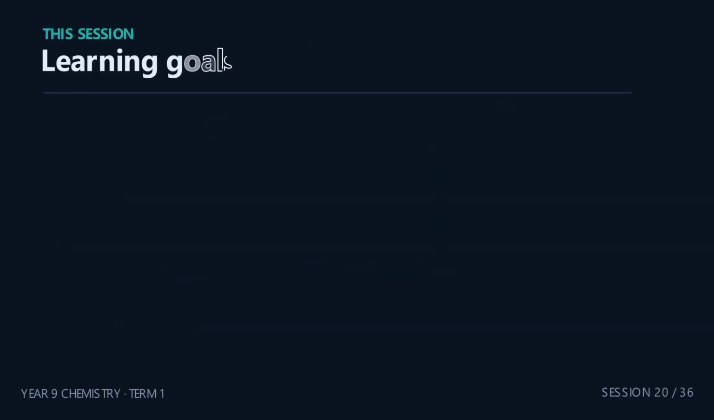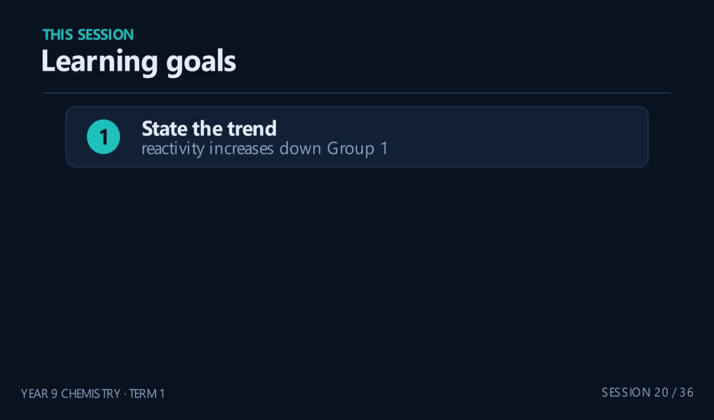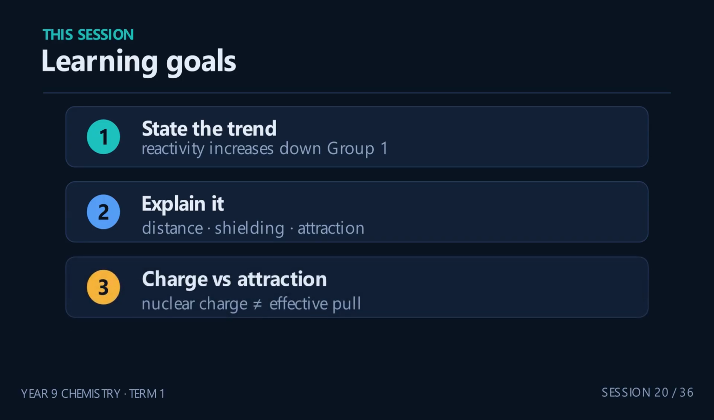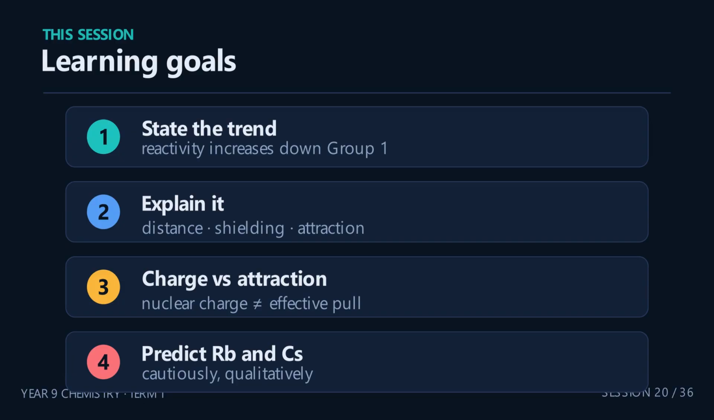Your 4 goals. First, state the direction of the Group 1 reactivity trend. Second, explain it using distance, shielding, and attraction. Third, distinguish nuclear charge from the effective attraction the outer electron actually feels. And fourth, predict rubidium and caesium, cautiously.